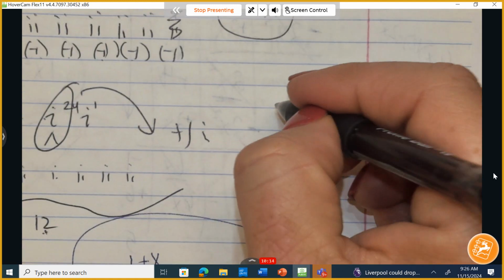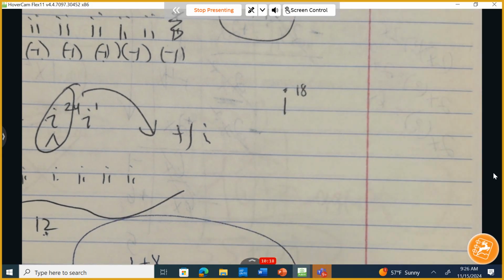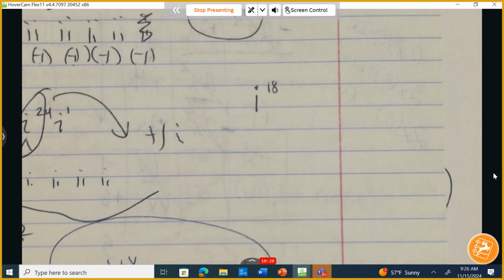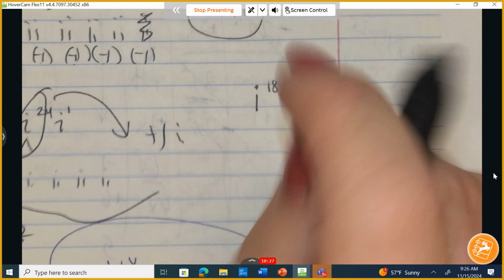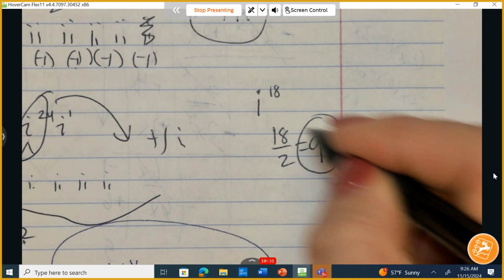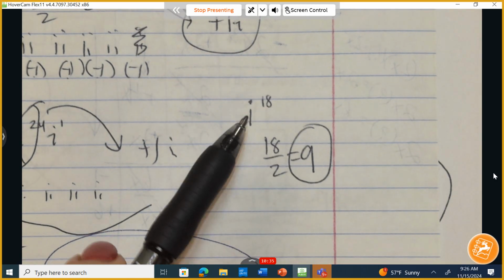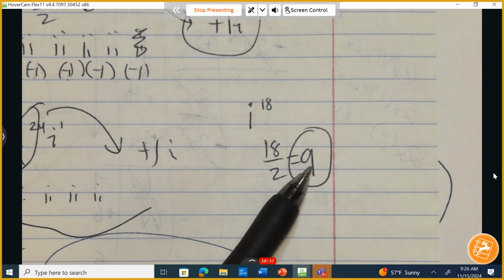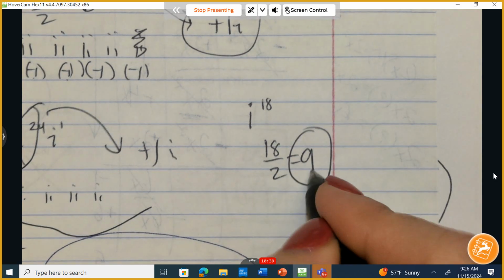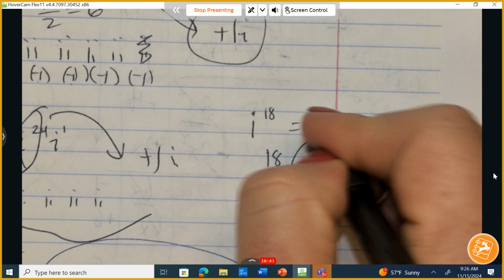Okay, next up, please do this one. What is i to the 18th? Well, i to the 18th is already an even number, so I don't need to take one away from it. I take the even number, divide it by 2, and I get 9. So there would be 9 groups of 2 i's to come up with 18 i's. Since I have an odd number of negatives, and an odd number of negatives produces a negative answer, this is -1.